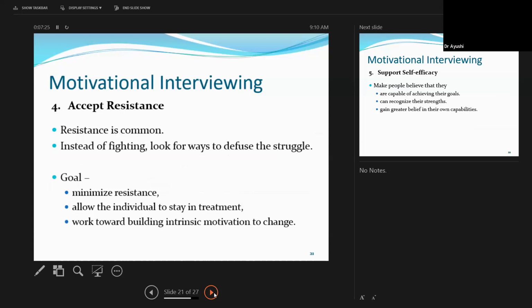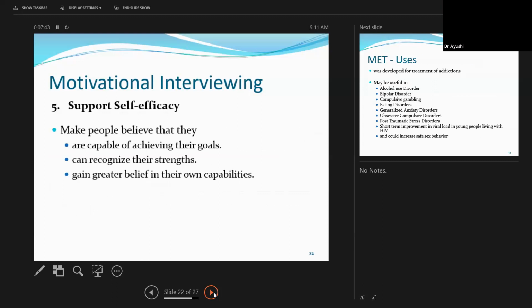There will be times when the patient or the client is going to be very resistant. Here, it is very common. Instead of fighting, look for ways to diffuse the struggle. The goal is to minimize resistance, allow the individual to stay in treatment, and work toward building intrinsic motivation to change. And then point 5 is support self-efficacy. Make people believe that they are capable of achieving their goals, can recognize their struggles, and gain greater benefit in their own capabilities.